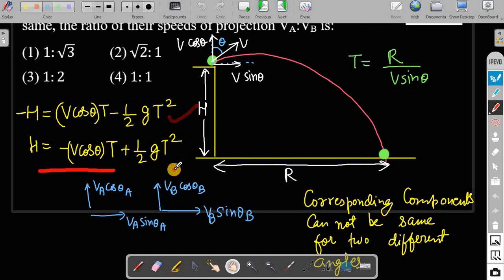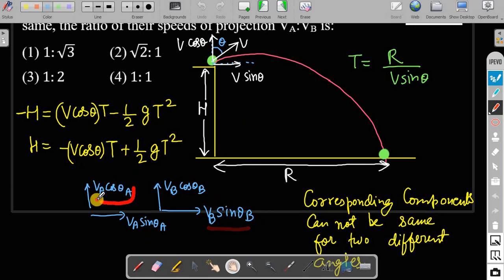So from here h will calculate. Now see, they have given two different projectiles. Now for the time to be same, range is also given same. That means v sin theta of the first one, V_A sin theta_A and V_B sin theta_B should be same, but sin theta_A and theta_B are different, so V_A and V_B must be different. V_A and V_B cannot be same, isn't it?